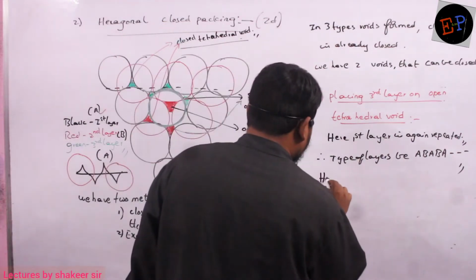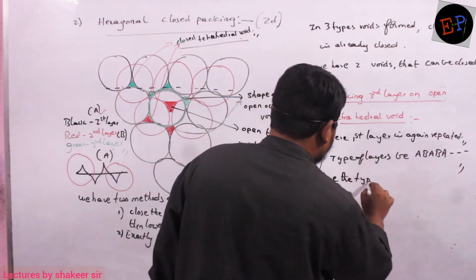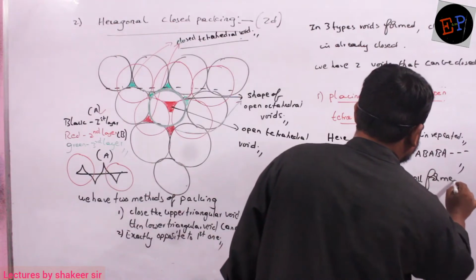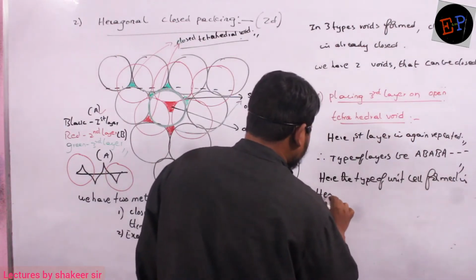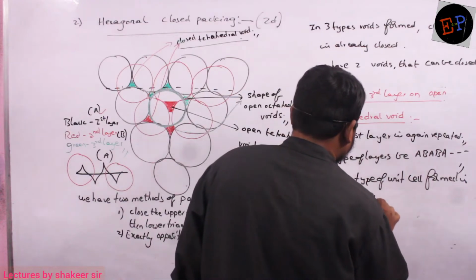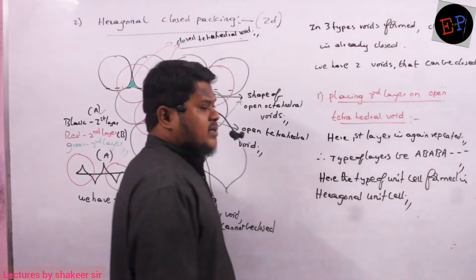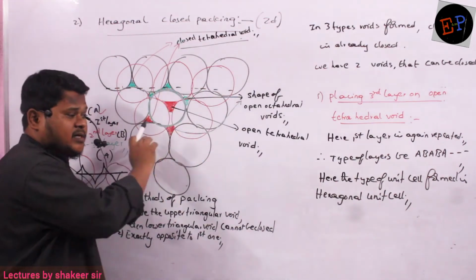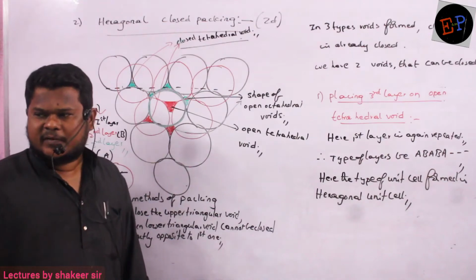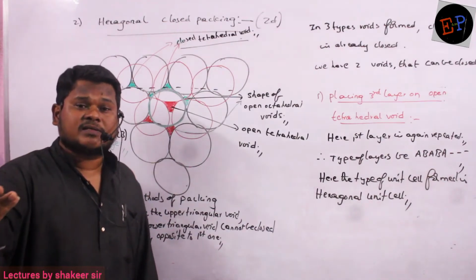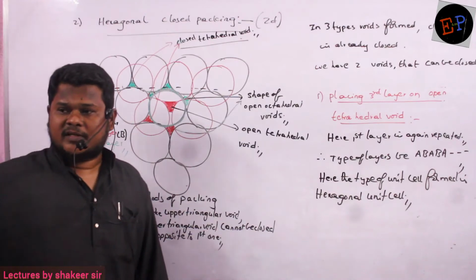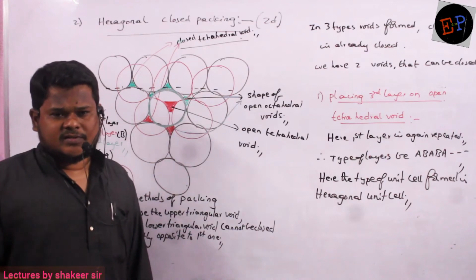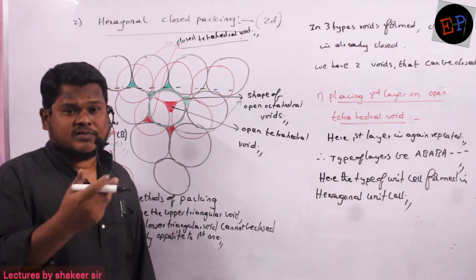And here, the type of unit cell formed is a hexagonal unit cell. This is the most important point. So what is the type of unit cell formed by placing this third layer? Hexagonal unit cell will be created. Hexagonal unit cell means it will have how many sides? 6 sides will be there. Previously we studied only cubic, no? Cubic will have a different construction. So how many faces? Totally 6 faces will be there.